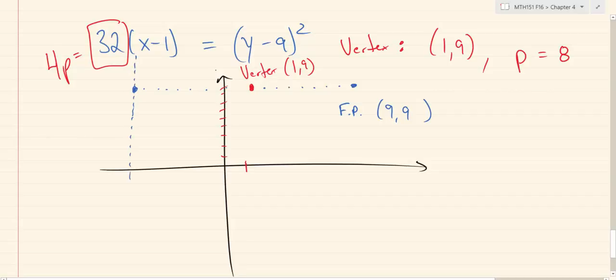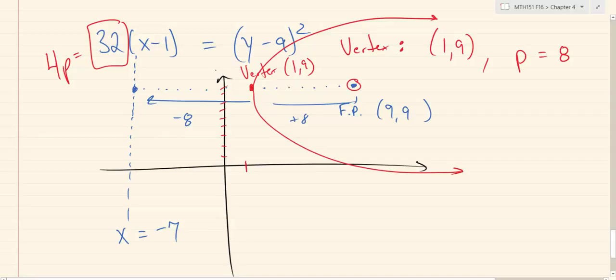And this directrix goes up and down. It's going to have the equation x equals -7, because you're going to go -8 units, and then you're going to go +8 units. That gets you to the focal point, and then the directrix. And this parabola is going to open up towards the focal point. It always opens towards the focal point, or the focal point is always inside the parabola.